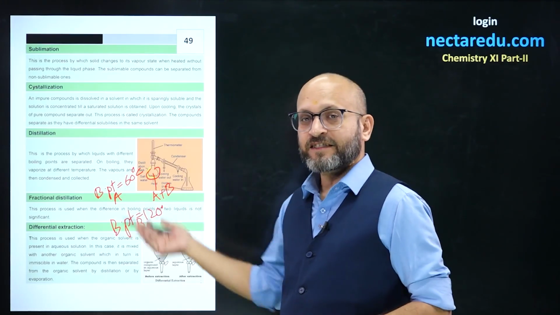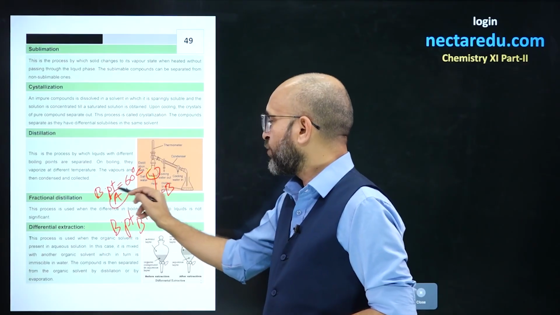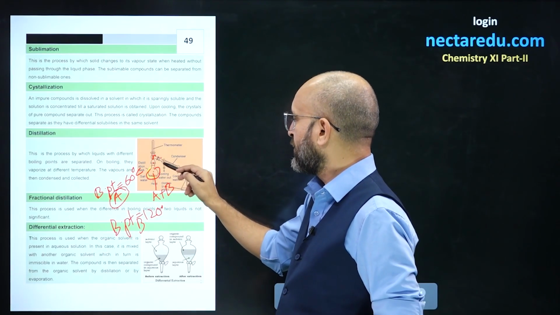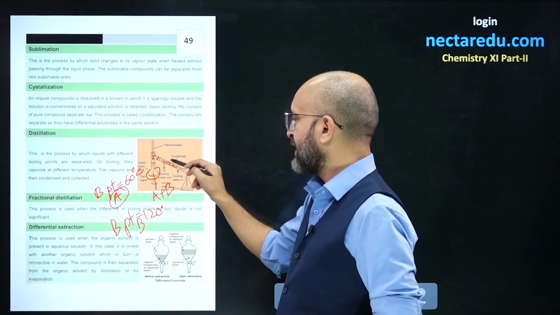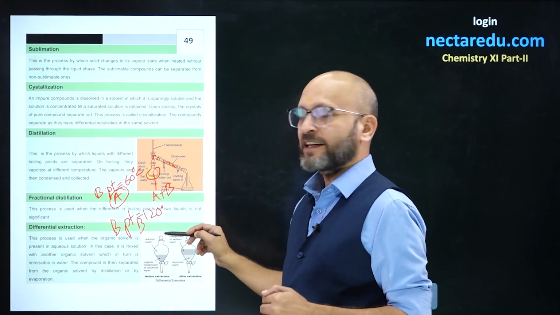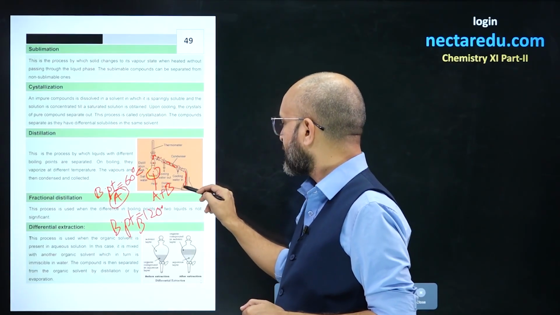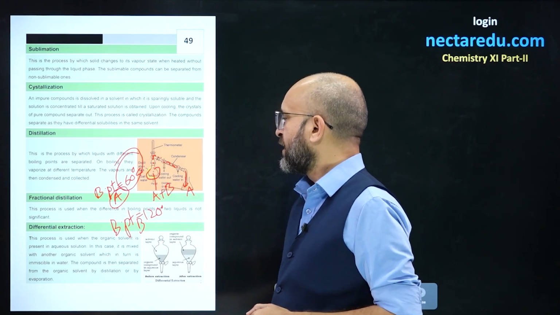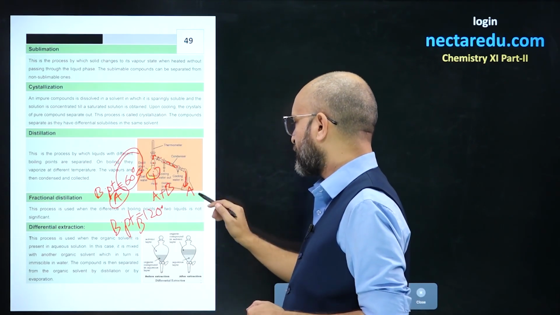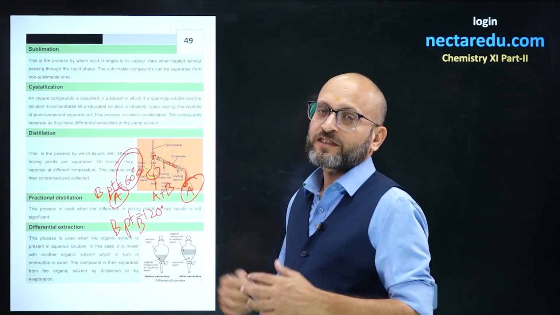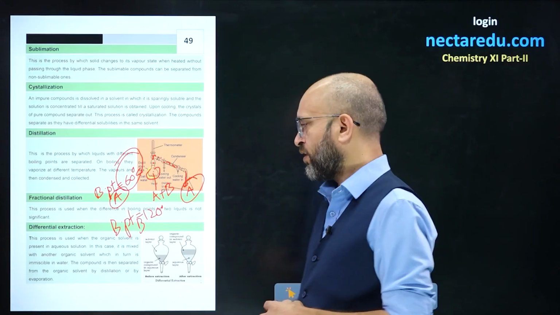When heating starts, A will boil first, and the vapors of A pass through this condenser. In the condenser, the vapors of A will cool down and be converted back into liquid, and they are collected here. So, A will be vaporized first because its boiling point is less. It will form vapors and come to this container, and B will remain in this container, and this process is known as distillation. Alright.